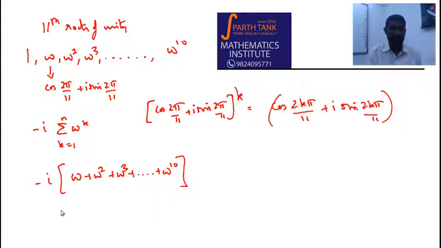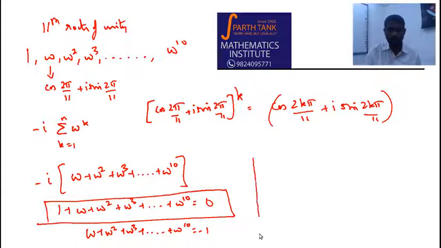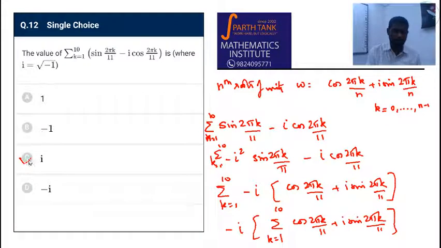Now there is this fantastic rule about the nth roots of unity. If you add all the nth roots of unity, you should always get 0. This is true here till 10. If it is the 20th roots of unity, 1 plus omega plus omega square up to omega power 19 should be 0, and so on, right? So this way, omega plus omega square plus omega cube up to omega power 10 is minus 1. So put that here. It is minus i into minus 1, which is plus i. Very simple. So the answer to this question is plus i, option C.